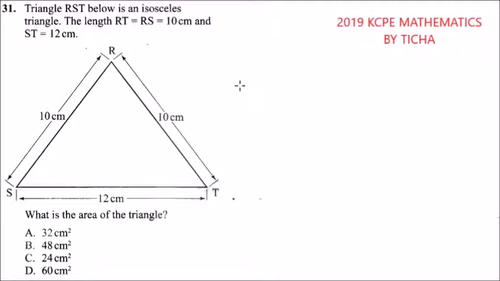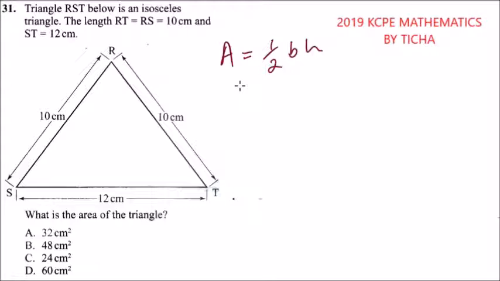Question number 31. A triangle RST below is an isosceles triangle. The length ST is equal to RS. The length RT is equal to 10 and ST is equal to 12 centimeters. So you have the diagram with the measurements given. What is the area of the triangle? Now you know the area of a triangle is calculated as half base times height. That is what you have learned.